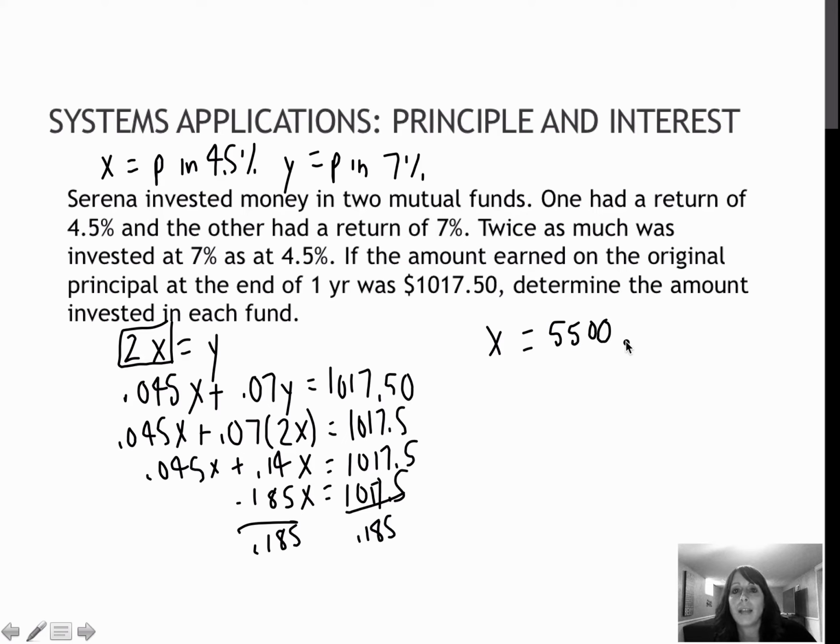Again, I need to find the amount in each of the accounts, and so the easiest way is to say that y is 2 times 5,500, y equals 2x, so y must be 11,000. Again, I would finish this question by writing a sentence that said that Serena invested 5,500 in the 4.5% account and 11,000 in the 7% account.